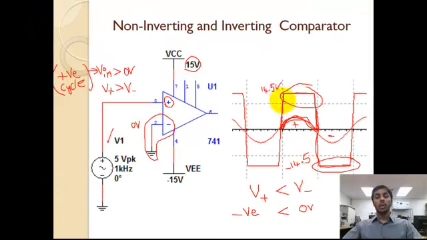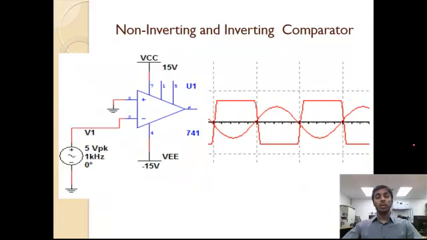As the input signal is a sine wave, the output signal is a square wave. So the op-amp as a zero level detector can be used to convert a sine wave to a square wave. You can observe there is no phase shift between the input signal and the output signal. This means this is a non-inverting comparator.